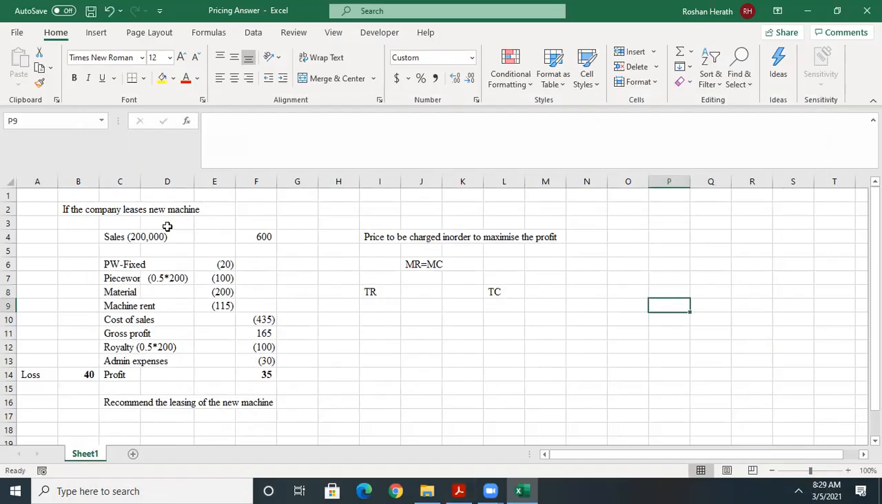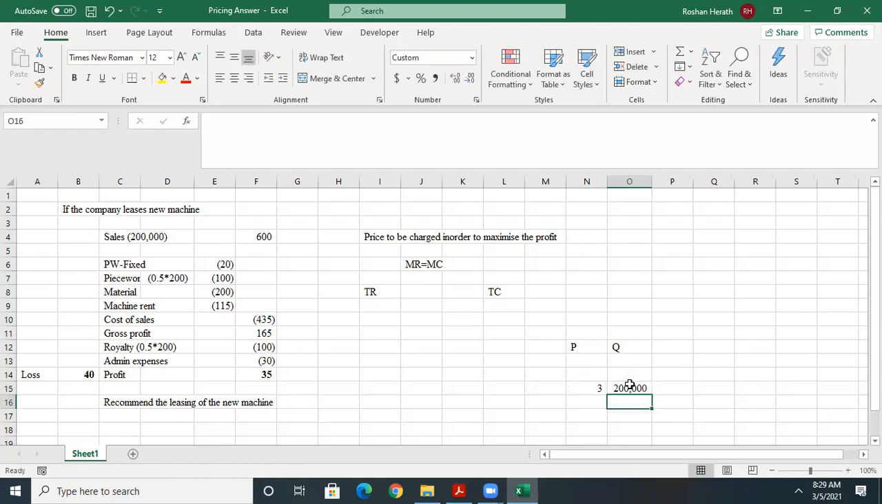You can see now we are at the 200,000 unit level. If I take the price and the quantity, at the price of 3, your quantity was 200,000. Let me take the figures in thousands, so it's 200.